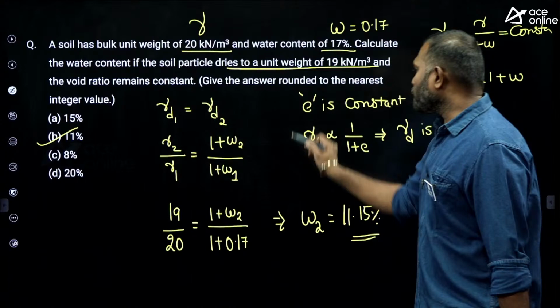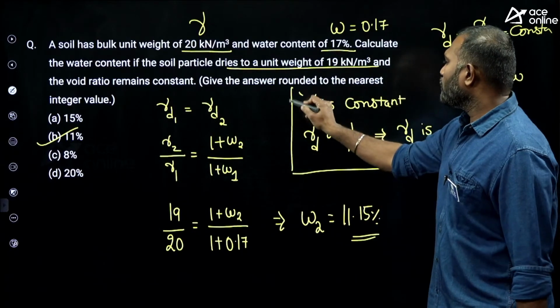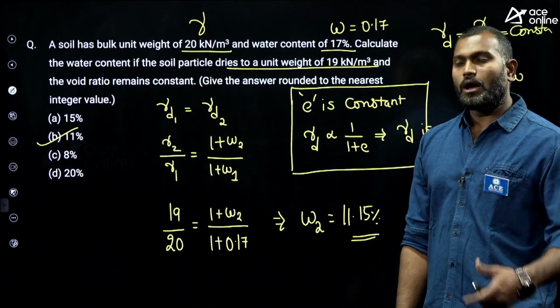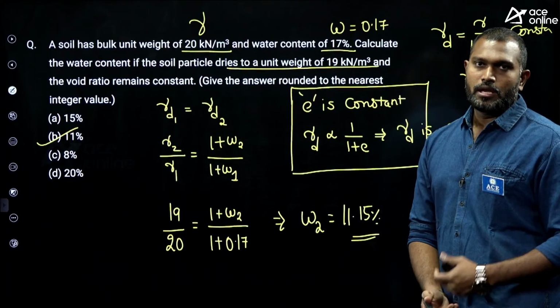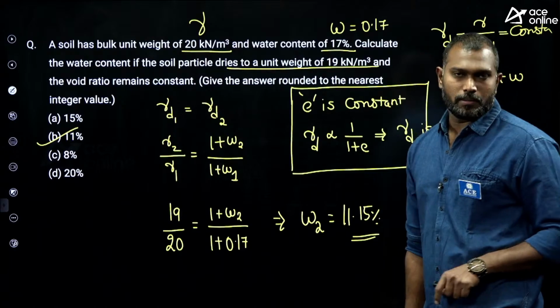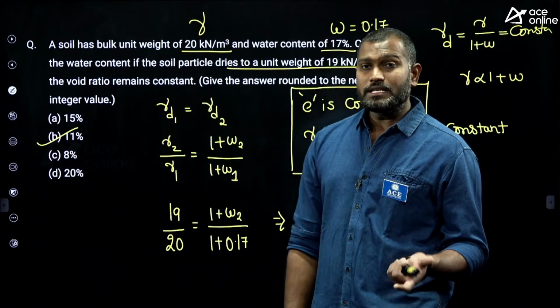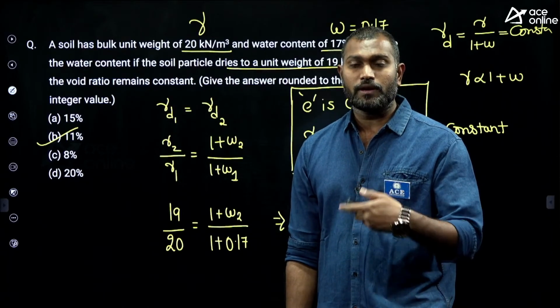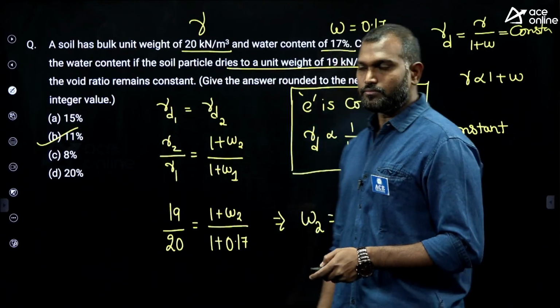The point that you need to understand, the logic over here, is the relation between the void ratio and dry density. We have a lot of functional relationships. Say e into Sr is equal to w into G. Gamma D is equal to G gamma W by 1 plus e. Those functional relationships are very, very important in chapter number 2.